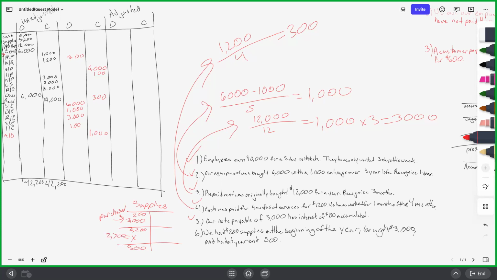2,700, supplies expense, 2,700, and then the other one is it? Payable? Oh, yeah, supplies, yeah, because this actually should not be an X there. What was number 5 again? Yeah, of course. So number 5, our note payable of 3,000 has interest of 100 accumulated.